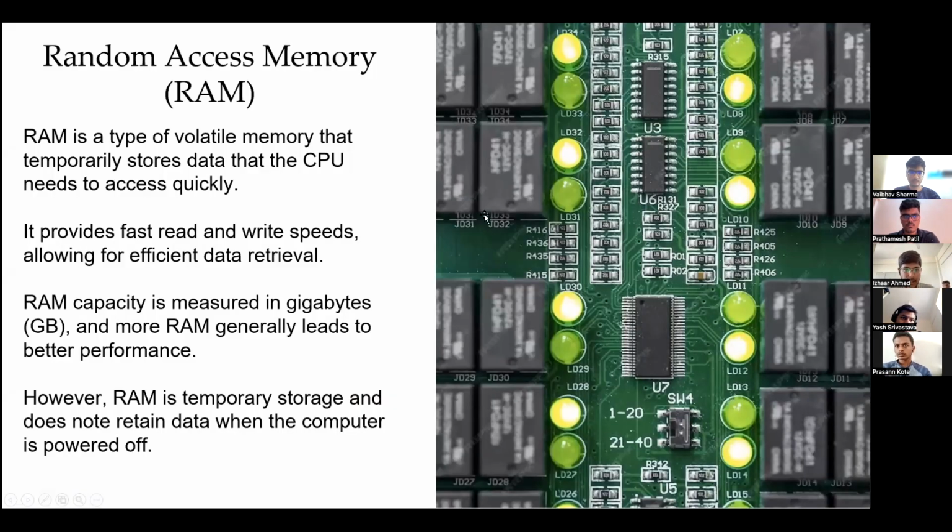Random access memory (RAM). RAM is a type of volatile memory that temporarily stores data that the CPU needs to access quickly. It provides fast read and write speeds, allowing for efficient data retrieval. RAM capacity is measured in gigabytes, and more RAM generally leads to better performance. However, RAM is temporary storage and does not retain data when the computer is powered off.